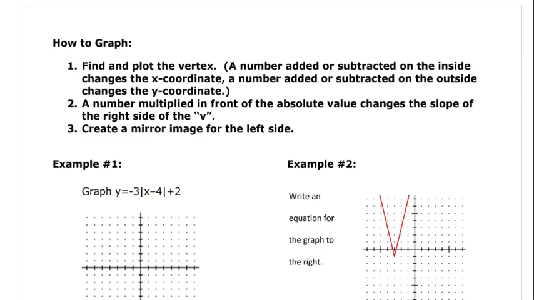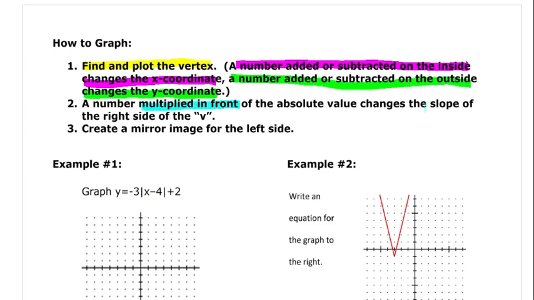So step 1 is to find and plot the vertex. Remember, a number added or subtracted on the inside changes the x, and it's opposite of what you think. A number added or subtracted on the outside is going to change the y coordinate. If we have a number multiplied in front, that's going to be the slope, and that's specifically the slope of the right side of the V. From there, we would just create a mirror image for the other side.